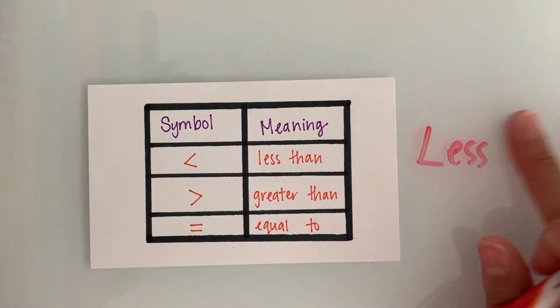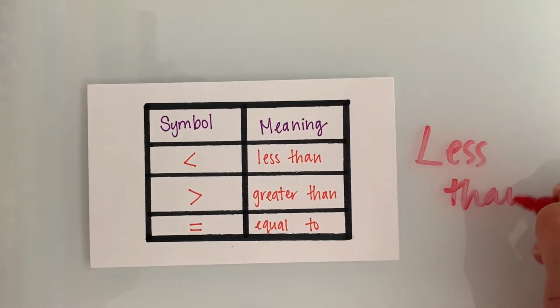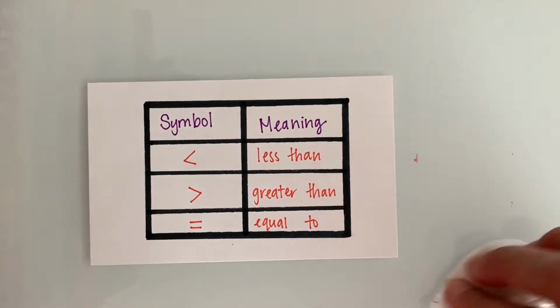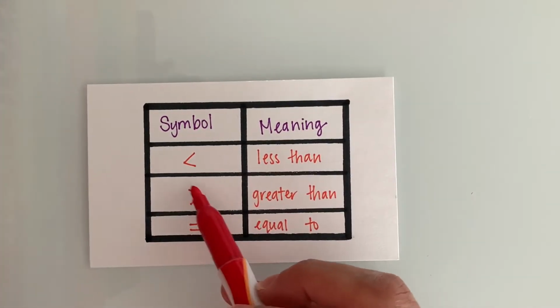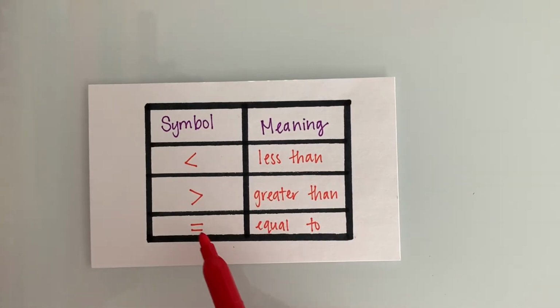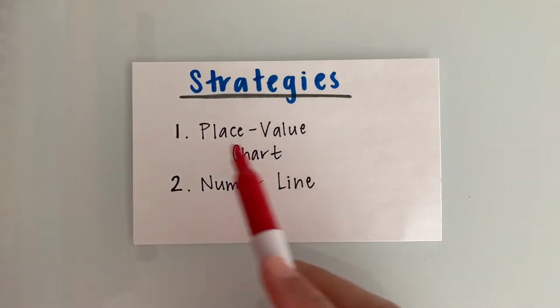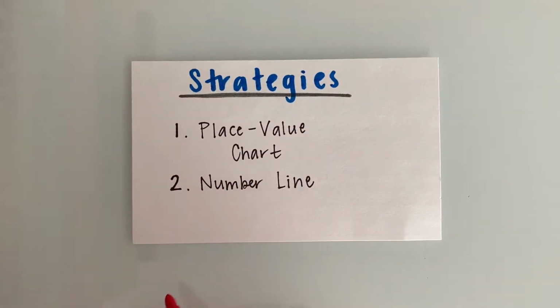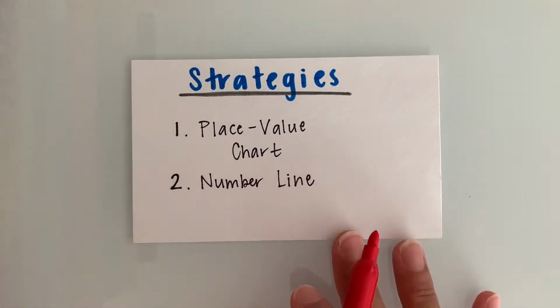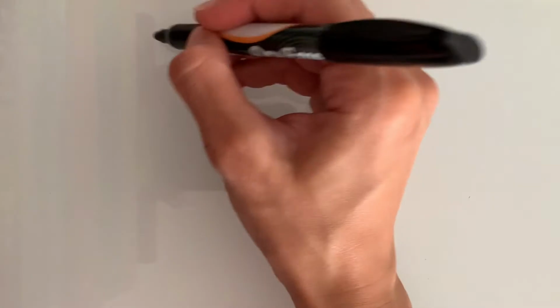We also see that it kind of looks like an alligator's mouth. So the bigger side, think of it as opening up and eating the bigger number. So that second one, we see that it means greater than, and that last one means equal to. We're going to be working with two strategies, place value charts and number lines. Let's look at some examples.